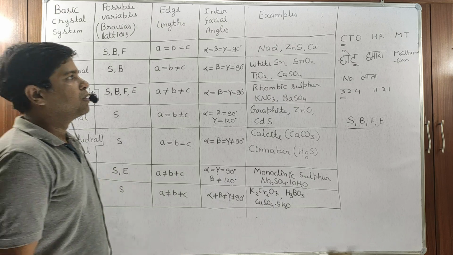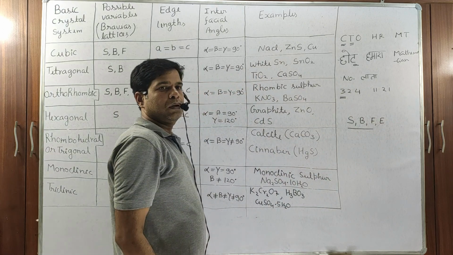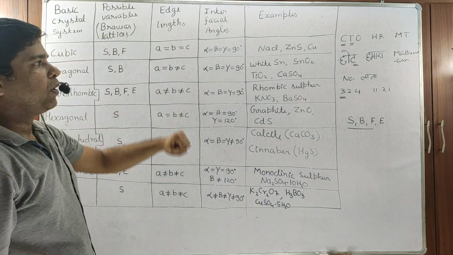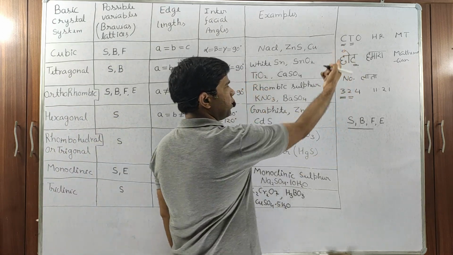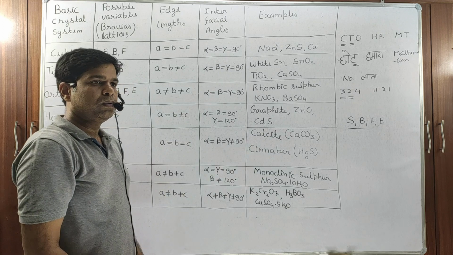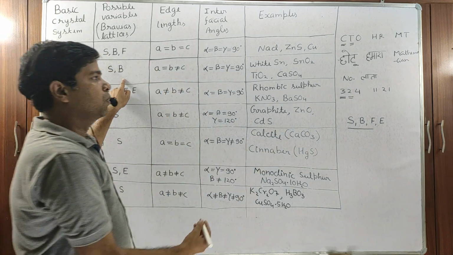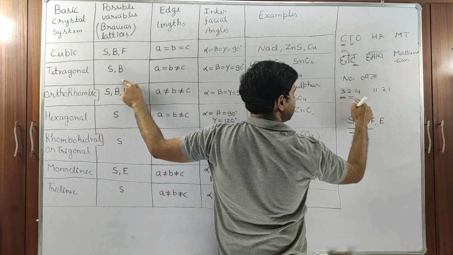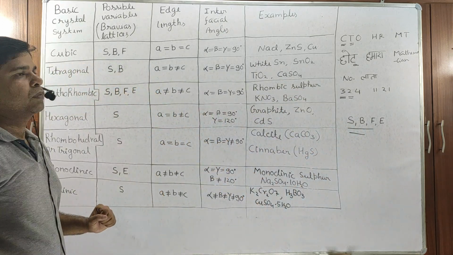Then after the C, what do we have? We have the T. T stands for the tetragonal, and corresponding to the T, the number is 2. So in the tetragonal, we have the first 2. Check.